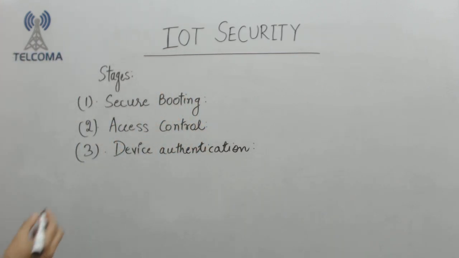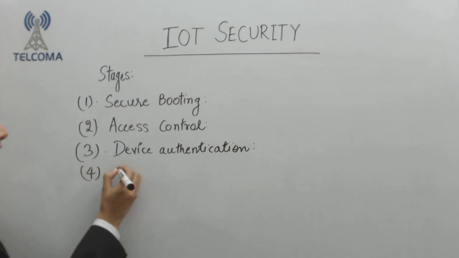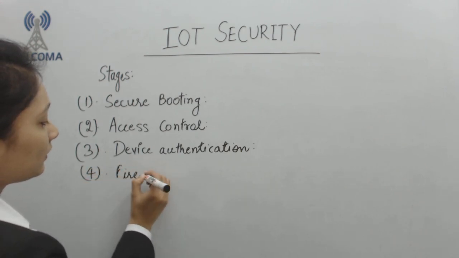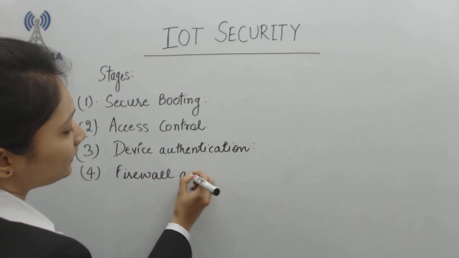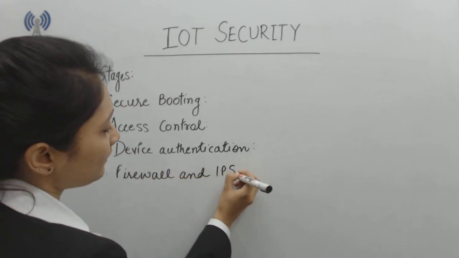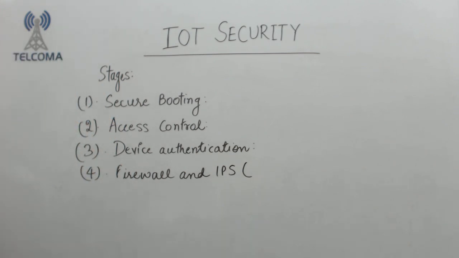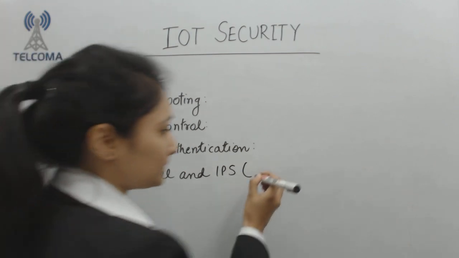After device authentication, the next step is firewall and IPS. IPS refers to your intrusion prevention system.